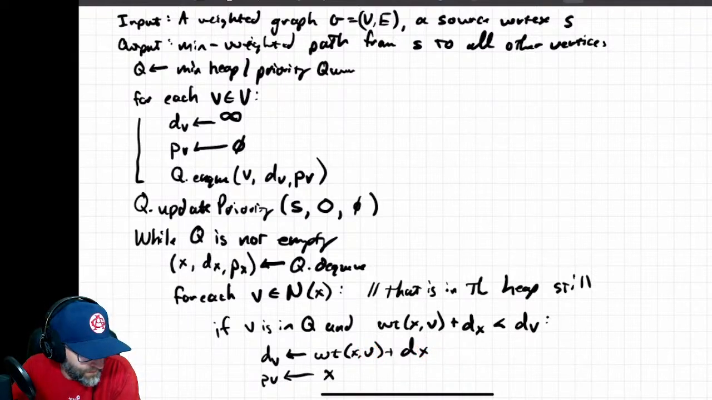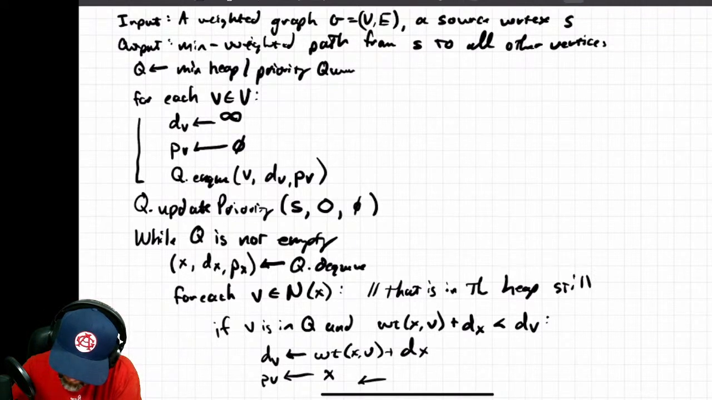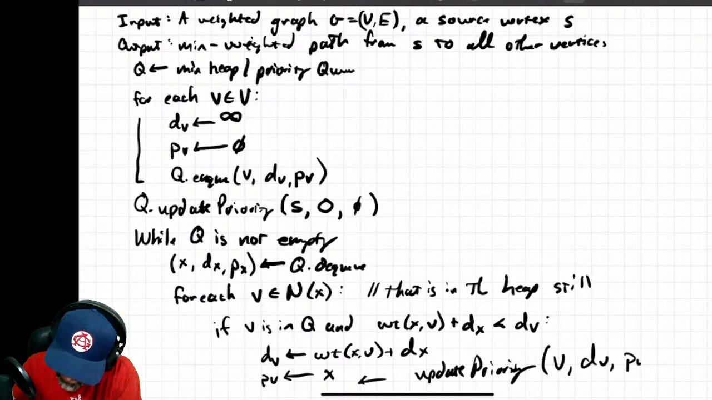Right? And then update priority of V, D sub V, and then of course the predecessor vertex here, P sub V. You do that on Q, because it is a priority queue. And that's it.